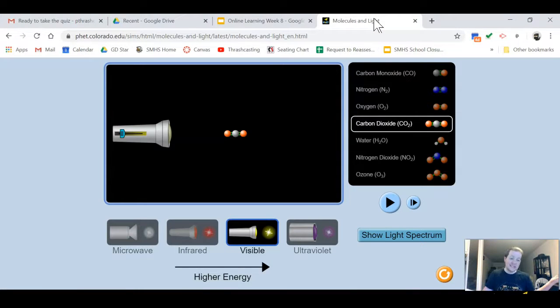Normally we do this in class. Oh well. Here I have a light. And here I can choose the type of light. Remember how we learned the different types of light? Okay, I have visible light selected. And when I turn this on, it's going to shine some light.